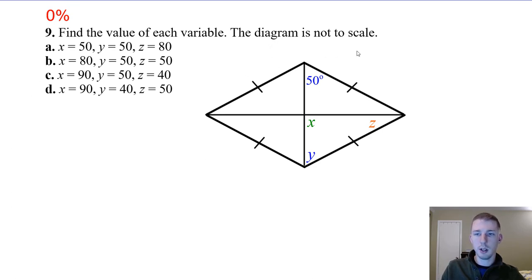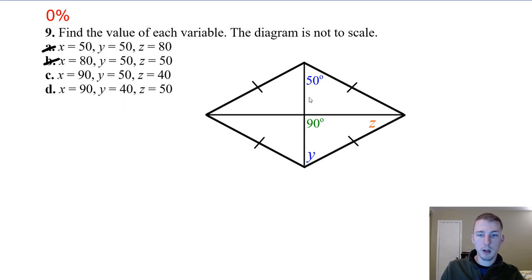The diagram is not to scale. The first thing we have to do is identify what quadrilateral we're dealing with. Well, if all 4 sides are congruent to each other, this is a rhombus. If you remember, the two properties of the diagonals of the rhombus is that they're perpendicular to each other and they bisect the opposite angles. Well, if they're perpendicular to each other, then that means that x has to be 90 degrees. So that eliminates 2 of our options here. So it can't be B and can't be A.